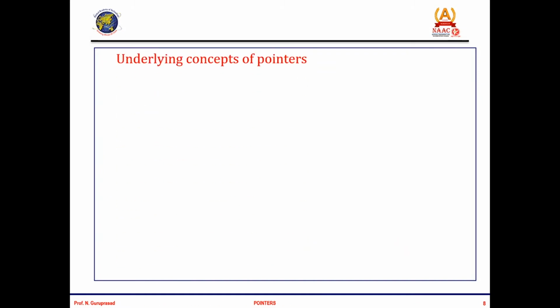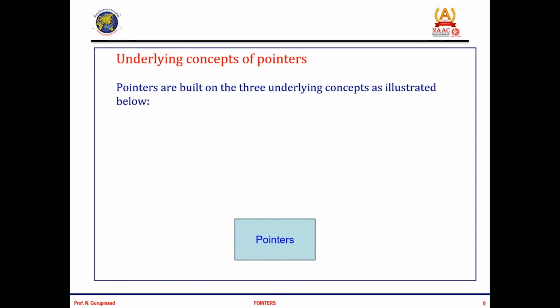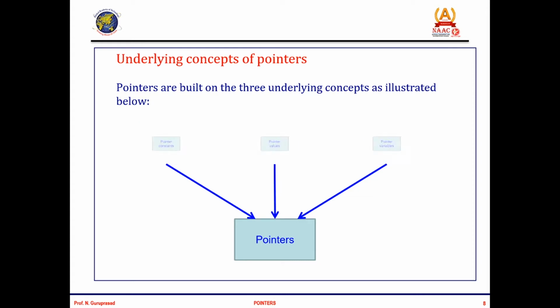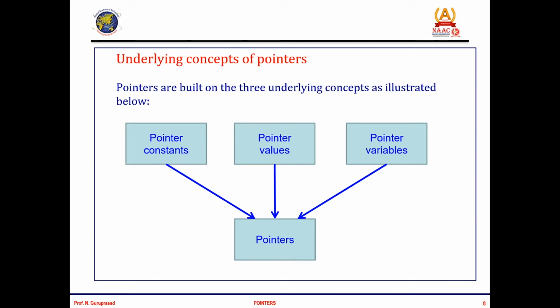Let us look at the underlying concepts of pointers, and then we go into the deeper aspects. Pointers are built on three underlying concepts. Which are those? The first one is called pointer constants. The second one is called pointer values. And the third one is called pointer variables. These are the three underlying concepts on which the entire world of pointers is built.